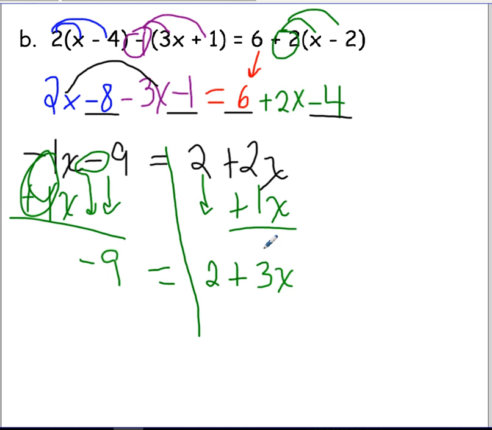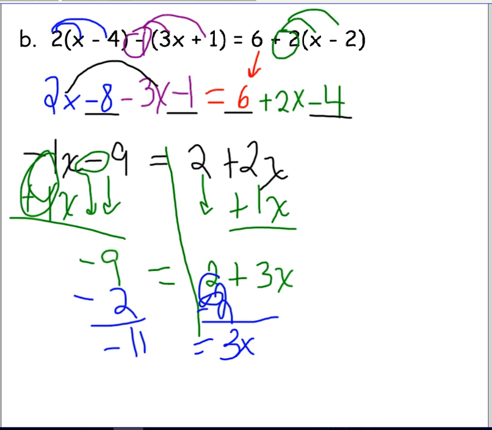Now, our x values are all on the right-hand side. We need to move that constant to the left now, the 2. It's positive, so we'll make it negative, or subtract 2 from both sides. -9 minus 2 more gives us -11. 2 minus 2 zeros out there, and we'll bring down our positive 3x.